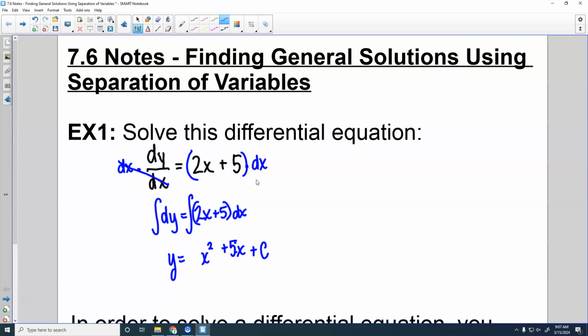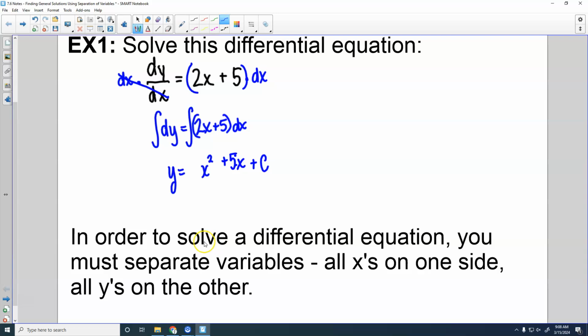Everything we do in this class is going to be a separable differential equation if they're asking us to solve it. So, in order to solve a differential equation using separation of variables, which is the only thing we're going to learn how to do in Calc 1, you must separate variables. All the x's on one side, all the y's on the other. Or they could be different letters. They might be a y and a t or something, but you have to separate those variables.